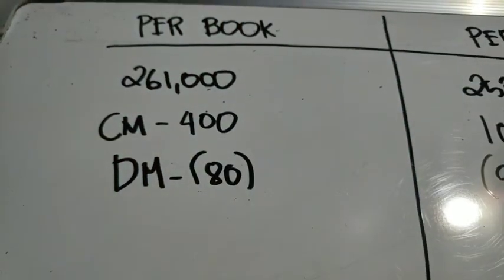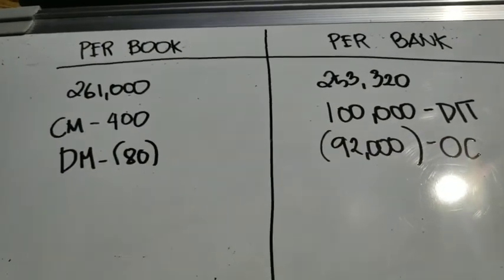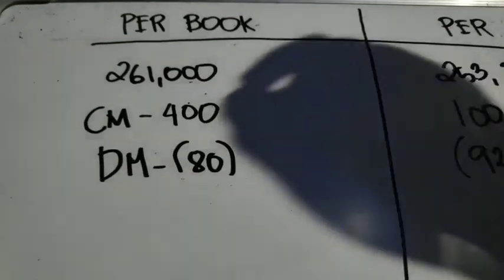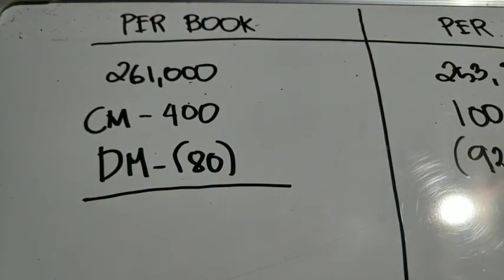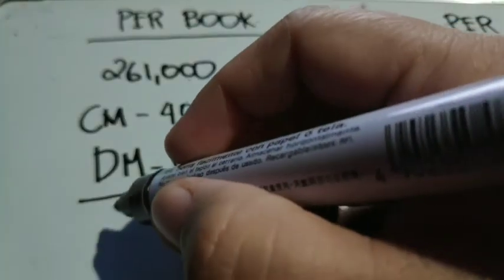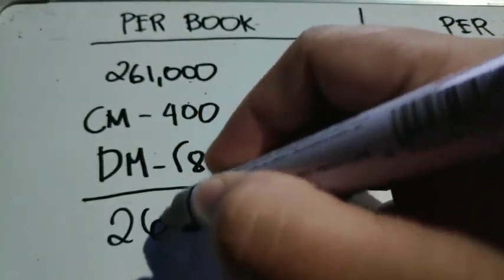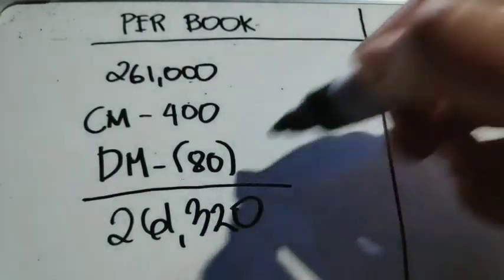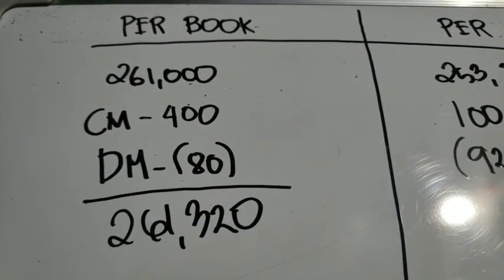Okay. Now, let us check if the per book and the per bank would be in balance. Let us compute first the per book. In the per book, the first amount is 261,000 plus 400 minus the 80 pesos is equal to 261,320. So that is the per book balance.